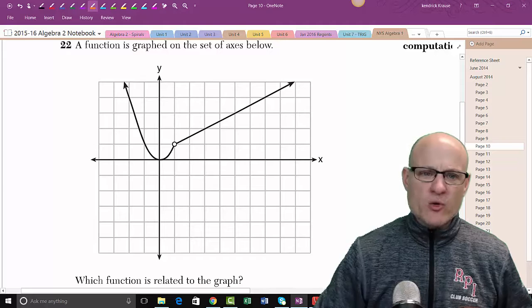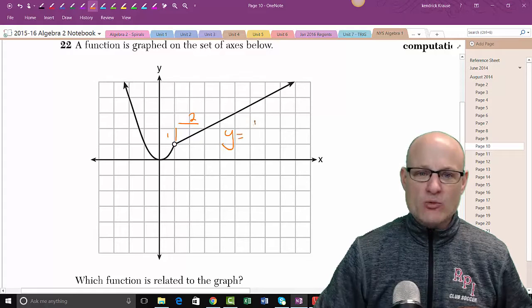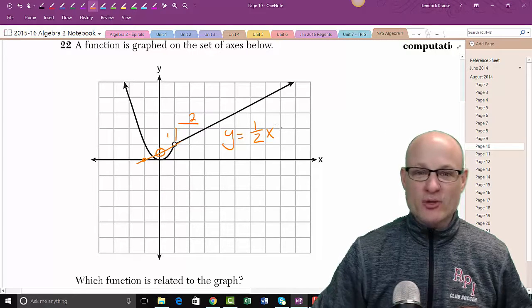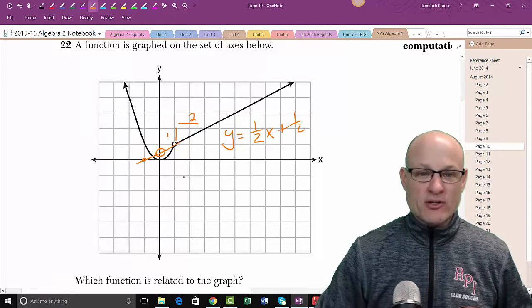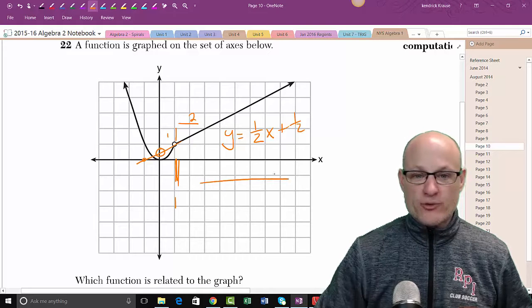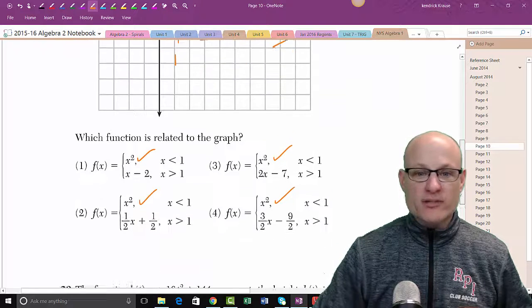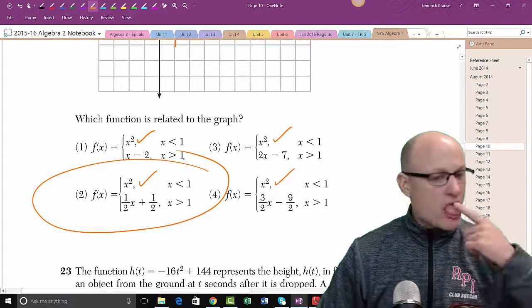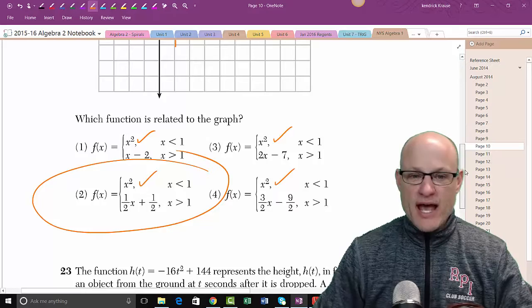Now we're going to look for the equation of this line. Well, the slope of this line is up 1 over 2. So this is y equals 1/2 x, and let's see, over 1. If I kept going, it looks like my y-intercept's about 1/2 as well, so plus 1/2. So that's what I'm looking for, and we're going to do that from 1 going this way, or greater than 1. So let's see, 1/2 x plus 1. There it is. Choice 2, kids. Problem solved. Over. See ya.